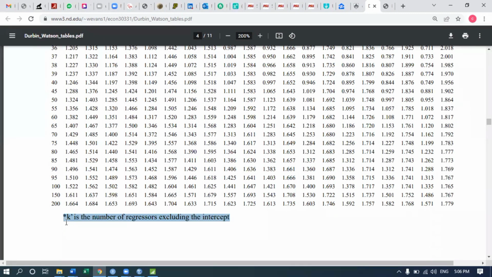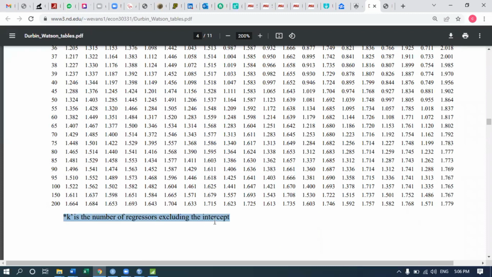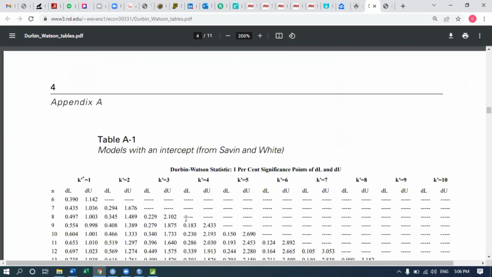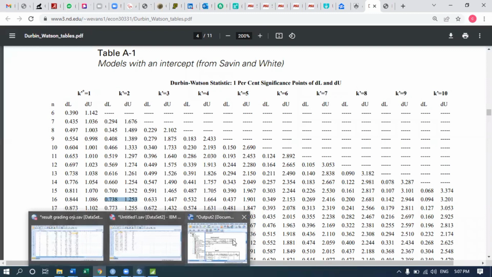Look at the meaning of K. K means what? The number of regressors excluding the intercept. Okay, sorry for that. So if we're excluding the intercept, it means our K is 2. That means you don't include the intercept. So we work with 16 and K2. We know why we are using K2: we are not including the intercept, just the number of independent variables. 16 K2. So these are the values we are using. So let's check our output again.